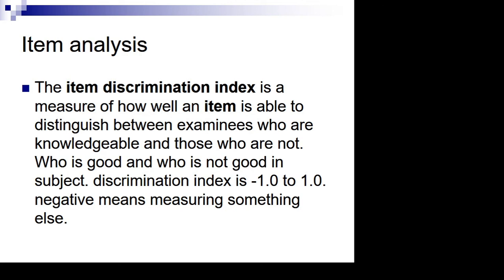So let's move on. Item discrimination index is a measure of how well an item is able to distinguish between examinees who are knowledgeable and those who are not. So who is good and who is not good in the subject can be established using item discrimination index. Discrimination index, when we calculate, would give you a range of -1 to +1. Negative means measuring something else. So this method would establish the reliability of each question, whether each question is really discriminating the respondents into two extreme groups.